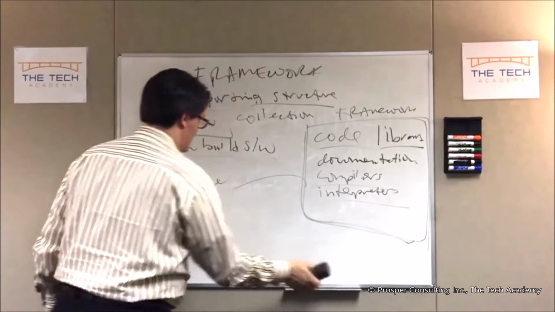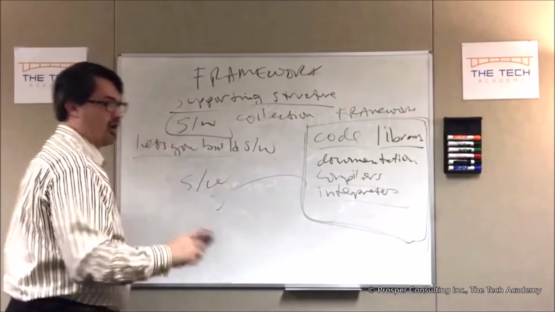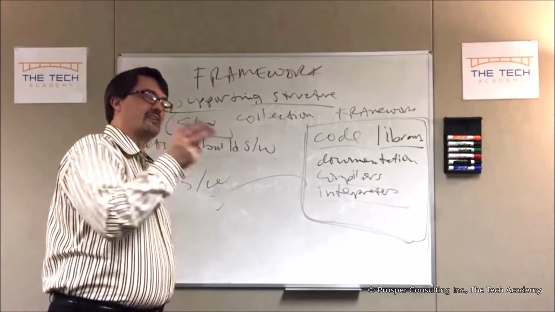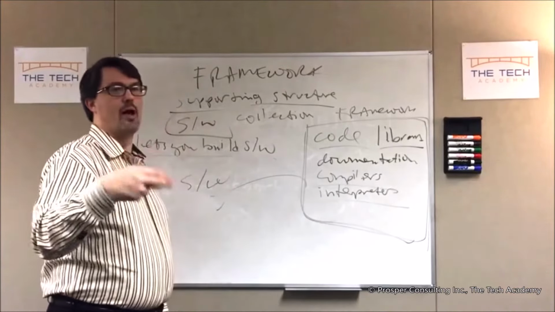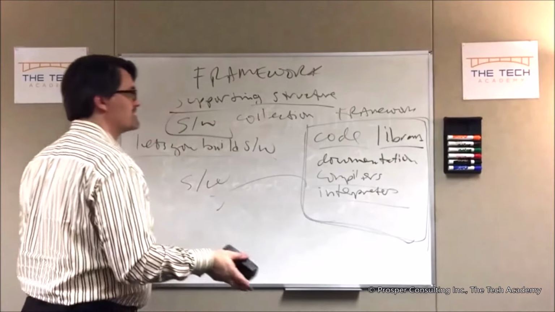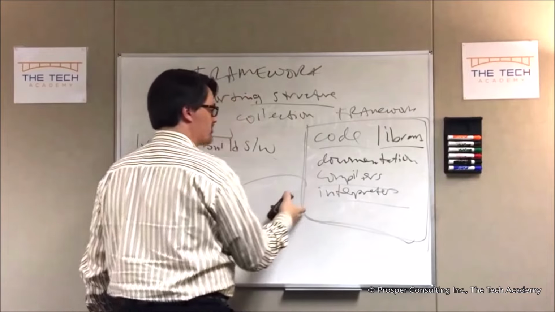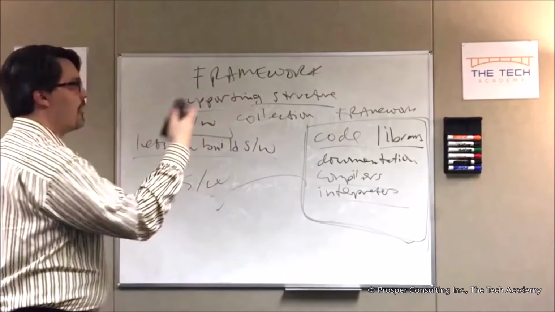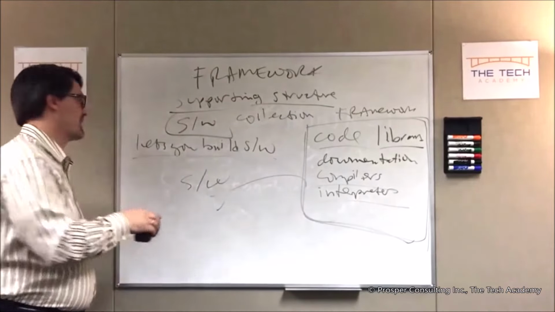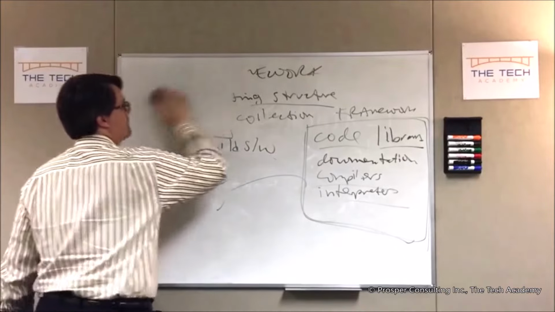And they can get specialized. They can be for making console apps, or making client-server applications, or making web browser-based applications. But it's still just a collection of code libraries and documentation and compilers or interpreters that help the software developer make those types of software applications.